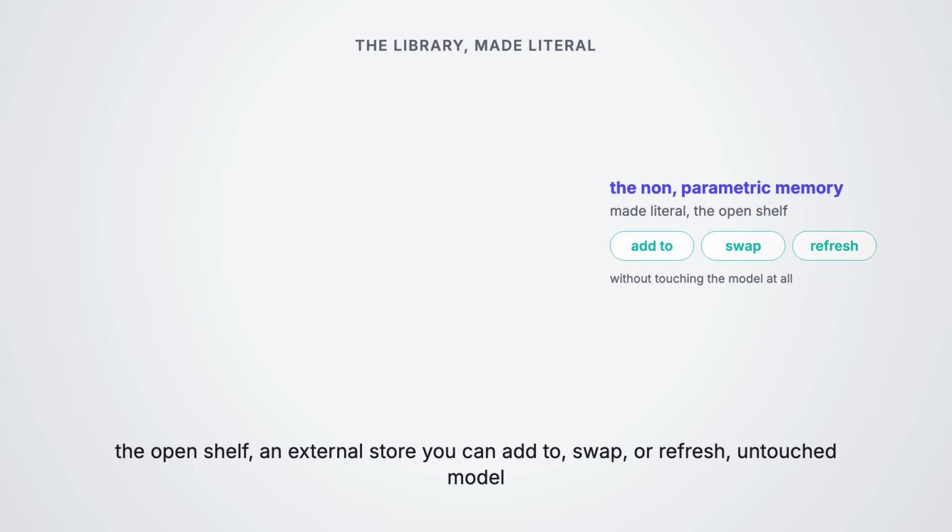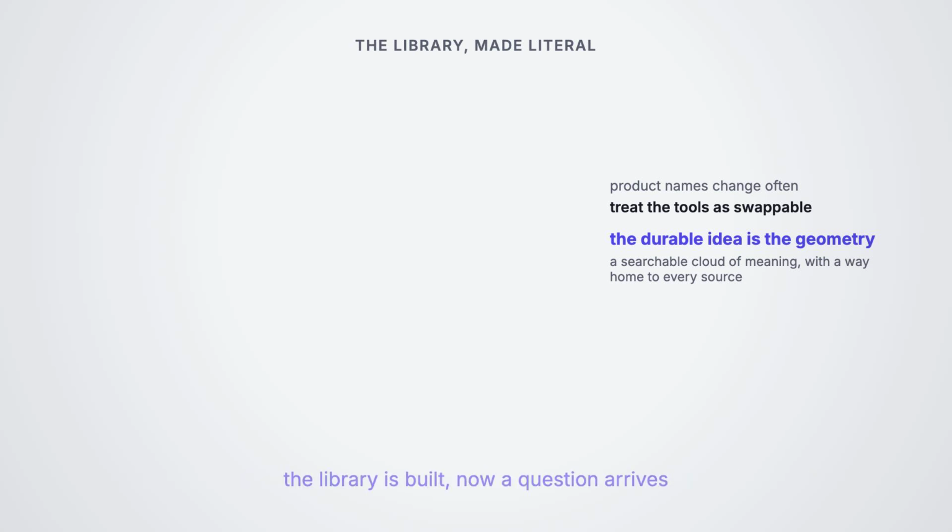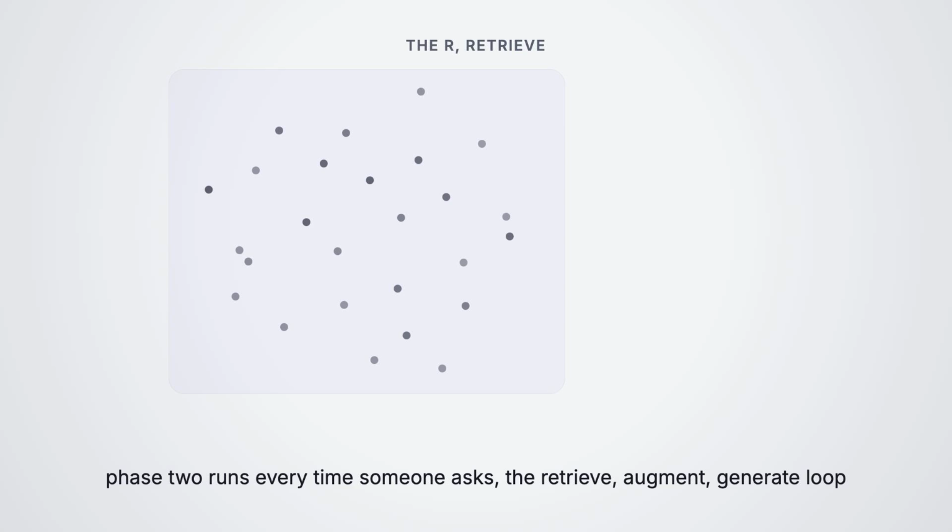The original paper called its version a dense vector index built over a slice of an encyclopedia. Today you will hear many product names for these stores, and they change often, so treat the specific tools as the swappable layer. The durable idea is the geometry underneath. A searchable cloud of meaning with a way home to every source. The library is built. Now a question arrives. Phase 2 runs every time someone asks a question. It is the retrieve, augment, generate loop. Start with retrieve.